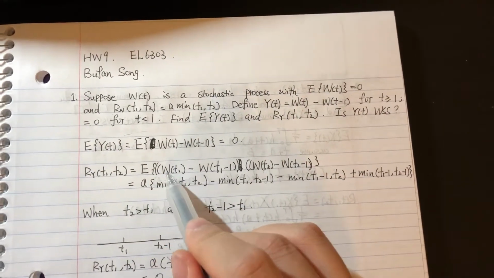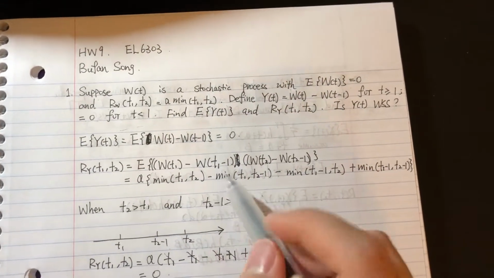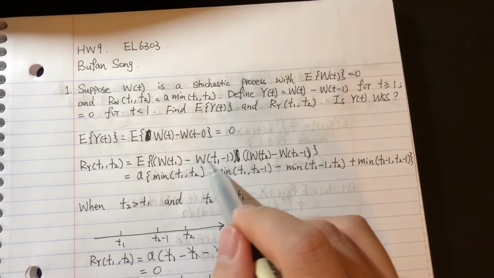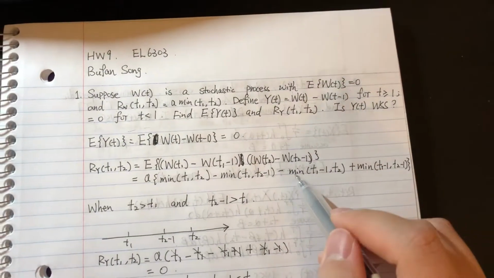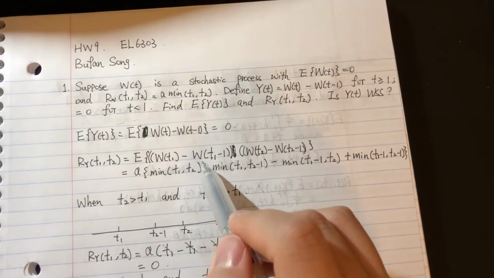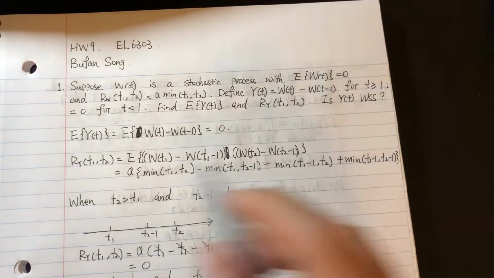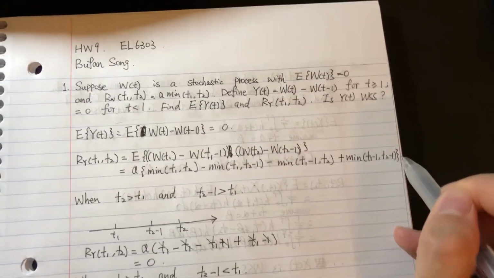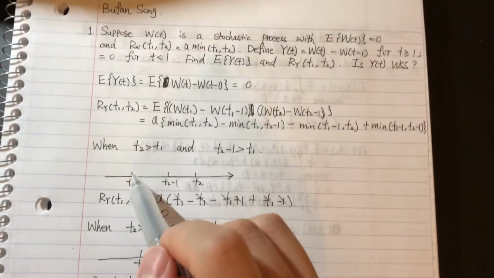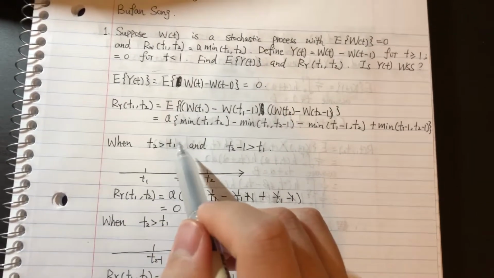And E[W(t1) W(t2-1)] can be written as min(t1, t2-1). And for this, W(t1-1) times W(t2) can be written as min(t1-1, t2). And for minus W(t1-1) times minus W(t2-1) can be written as min(t1-1, t2-1). And there are two situations: either t1 is larger than t2 or t2 is larger than t1.